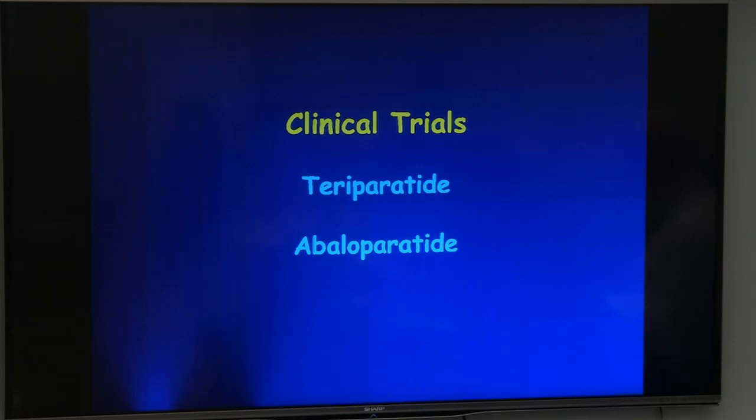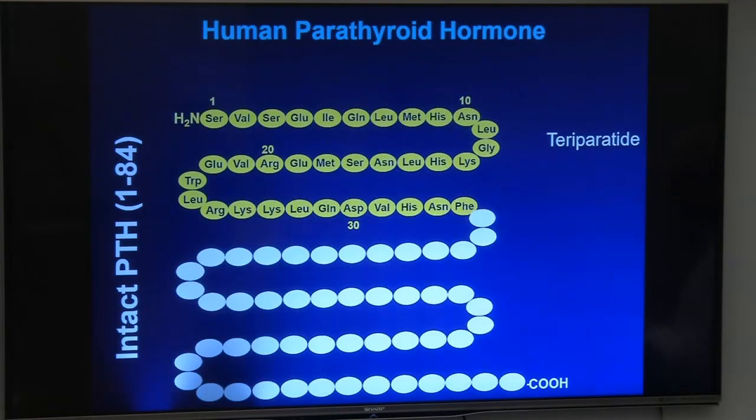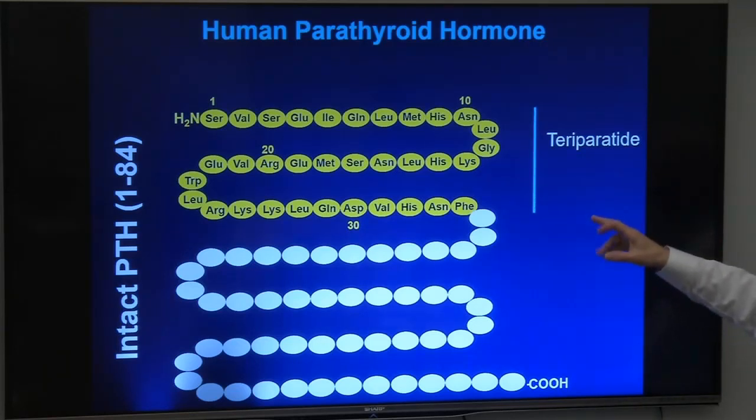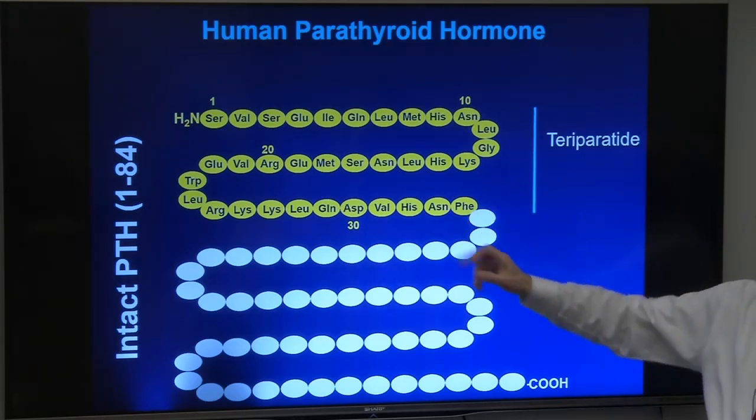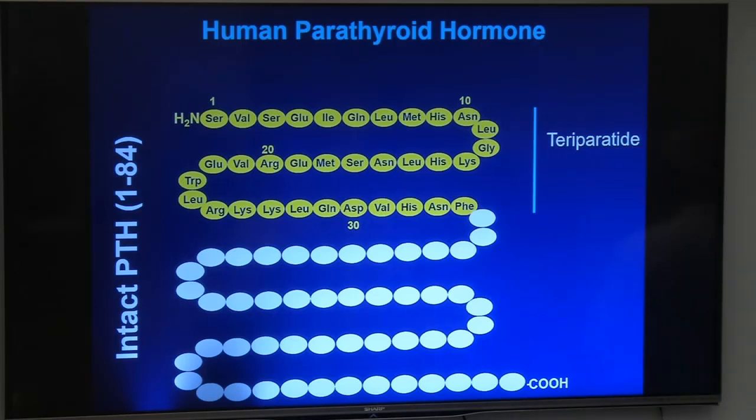So we have two drugs to talk about, Teriparatide and Abaloparatide. And you've seen this so many times. Just to reiterate, we're talking about Teriparatide as the therapeutic for osteoporosis. We are not talking about intact PTH 1 to 84 as a therapeutic for osteoporosis. We're talking about Teriparatide.